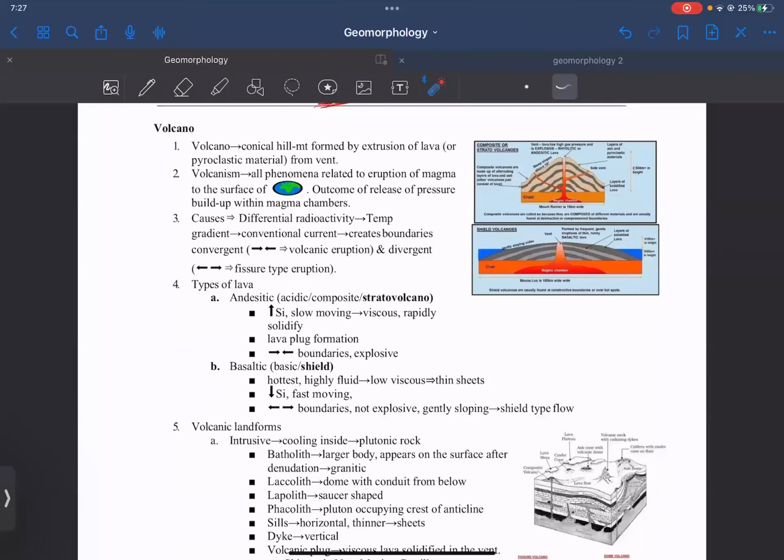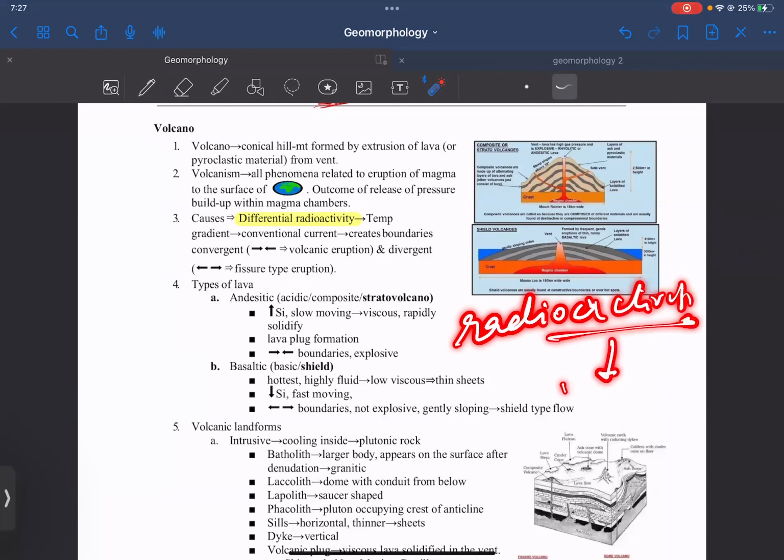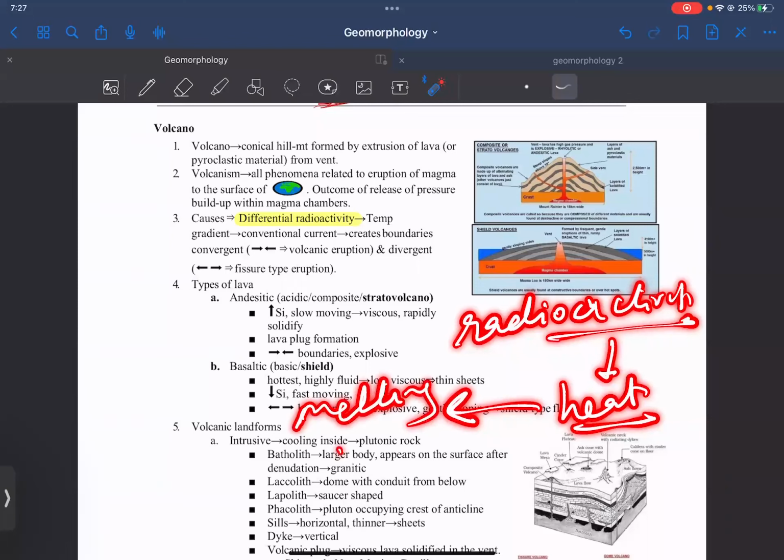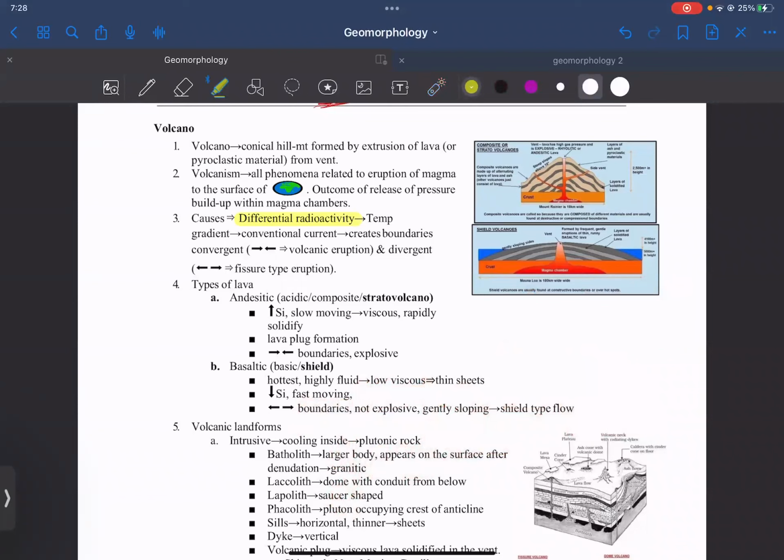I hope you have got the basic idea of volcano. All right. So basically, what is involved in case of volcano is differential radioactivity. Basically, how is heat released? Heat is being released via radioactive elements, through nuclear reactions, and this causes melting of rocks. So this will create what? Temperature gradient, convection current, the rising of mantle. It is also known as convection current.